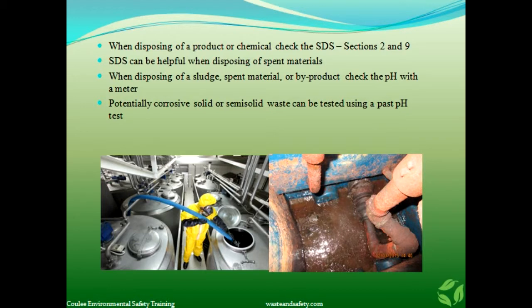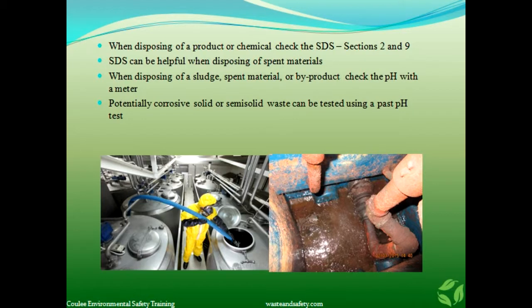When you're going to dispose of a product or chemical, it's best to check the safety data sheet for that material if you suspect it could be a corrosive. In section 2 and 9 of the safety data sheet, you can find either warnings about it being corrosive, or if it's an aqueous solution, the actual pH will be given. Safety data sheets can also be helpful when disposing of a spent material. If it had a very high or very low pH before its use, it may still have those properties, and you want to make that determination before you dispose of it.